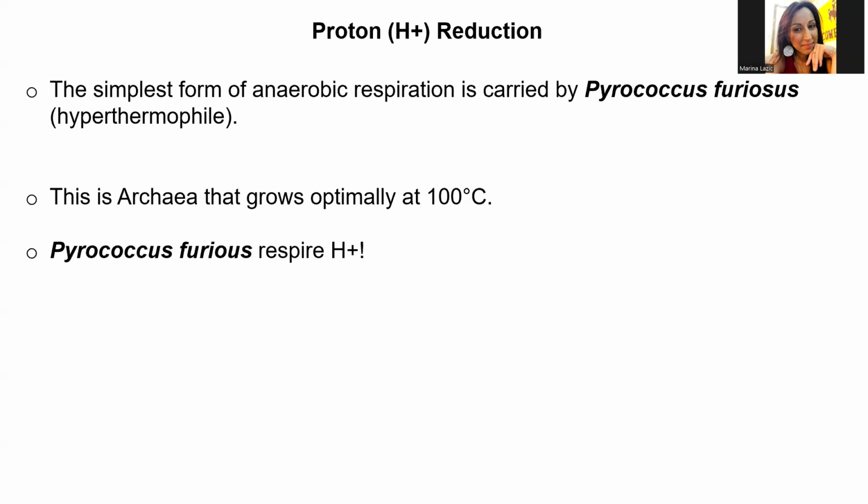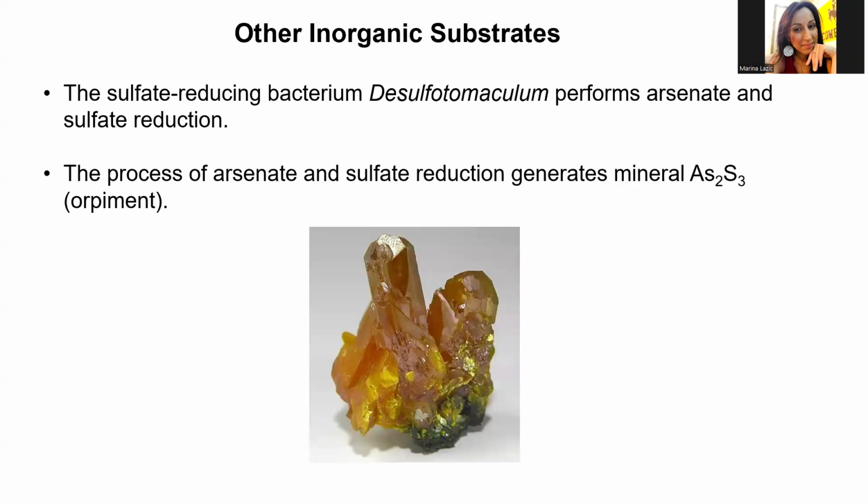And this one that I really, really like is an archaeon that respires protons, called Pyrococcus furiosus. It lives at 100 degrees, very hyperthermophilic. And again, when we talked about different electron acceptors, Desulfotomaculum auripigmentum performs arsenate and sulfate reduction. This is all that I want you to know: the reduction generates the mineral orpiment. Arsenate is toxic, but these guys can actually use it as a terminal electron acceptor.